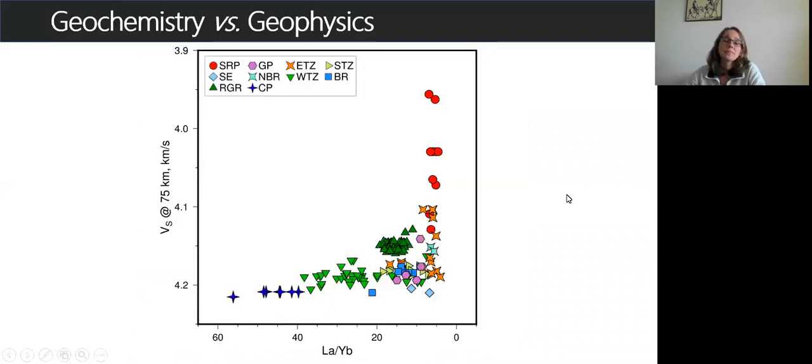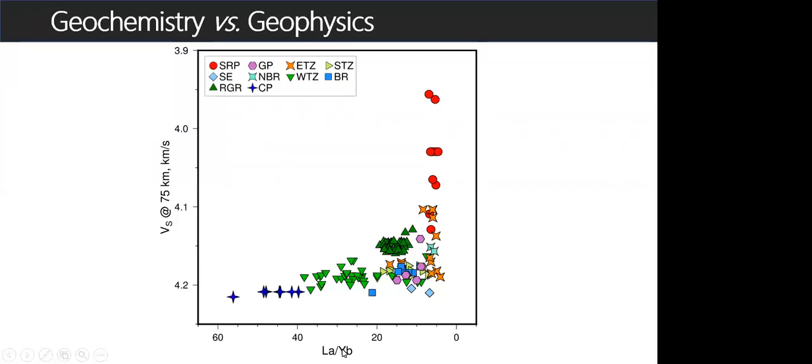And we can plot that up properly. So you're looking at the shear wave velocity at a 75-kilometer depth slice against lanthanum and terbium.